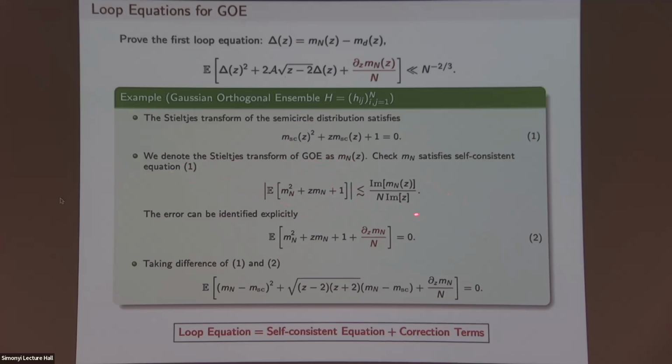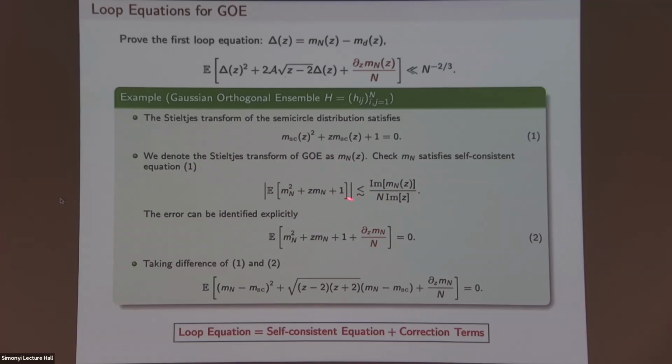The bound is of size, you can roughly think, 1 over n. You can control it by Mn itself. And if you further show that a high moment of this quantity is also small, then by Markov's inequality you get that Mn satisfies the same equation, and Mn is close to m semicircle. And how do we get the loop equation?